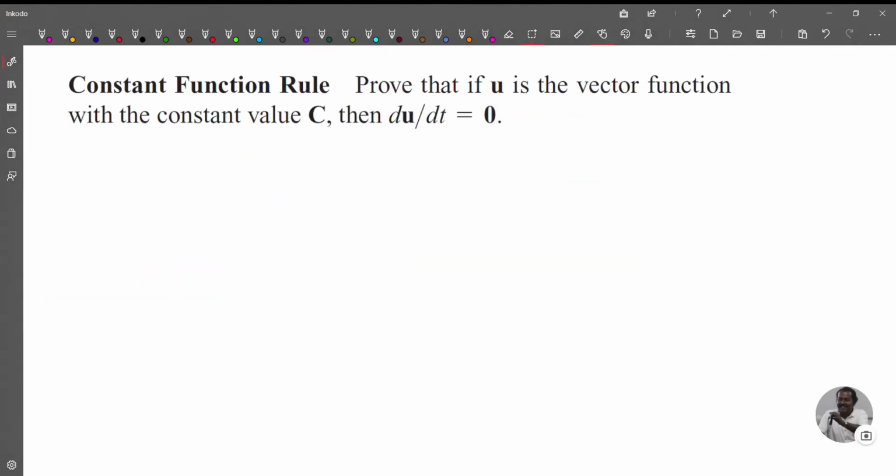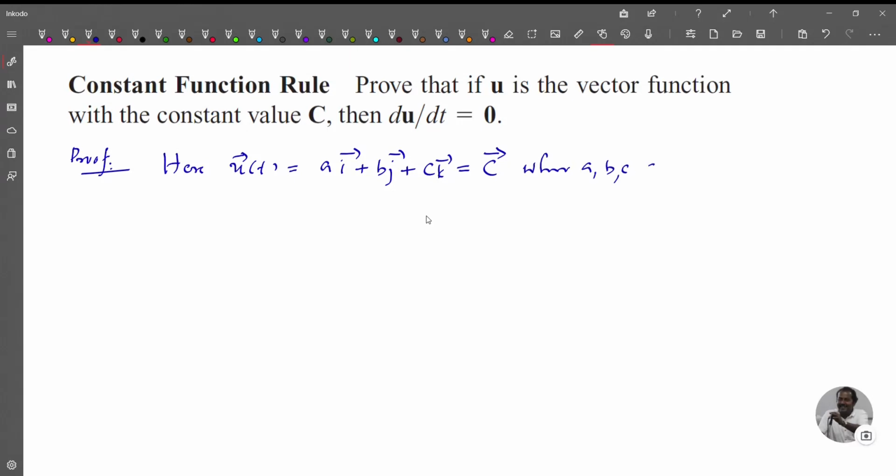First we prove the constant function rule. Prove that if u is a vector function with a constant value c, then du by dt equals 0. Here u of t equal to ai plus bj plus ck, that is equal to the vector c, where a, b, c are constants. Therefore, du by dt equals d by dt of the constant vector c.